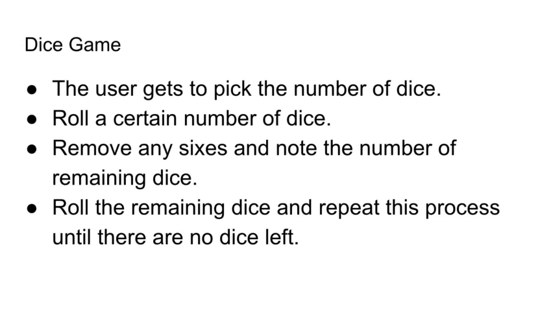and you're going to roll those dice, or virtually roll those dice, and then remove any of the sixes that are found within there. You're going to take note of the number of remaining dice, and then roll the remaining dice and repeat this process until there's no dice left. So repeat the process: roll those that are left, remove any of the sixes, and note the remaining dice. And so I tried to make a little visual here.